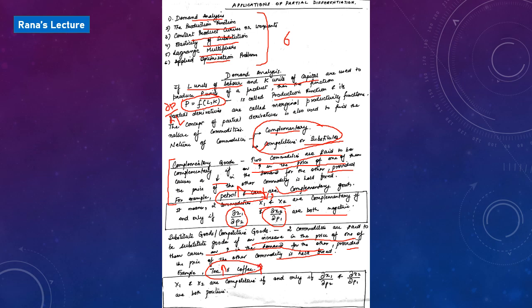X1 and X2 are competitive if and only if delta X1 with respect to P2. You always have to note this. This is delta X1 by delta P2. It's not P1. And delta X2 by delta P1. It is not delta X2 by delta P2. It means these both partial derivatives should be positive. Right?